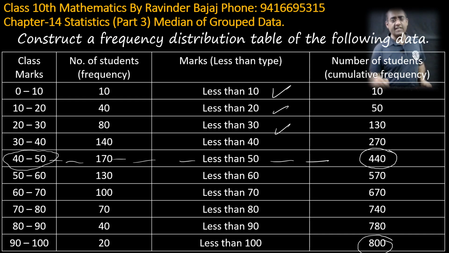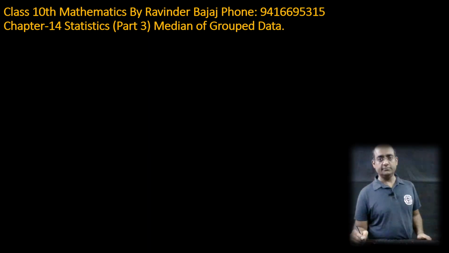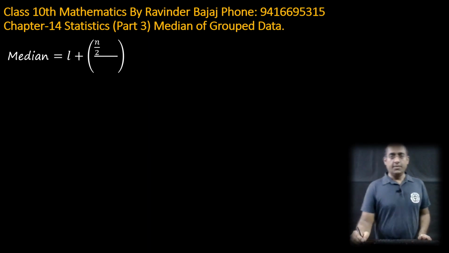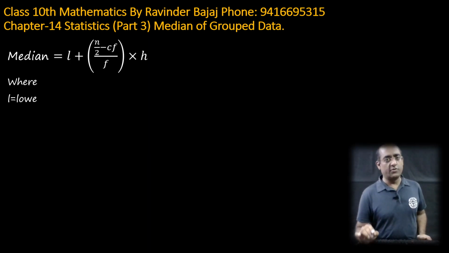So value of L is 40. Lower limit of the median class is 40. And class size is 10. Frequency is 170. Cumulative frequency is the preceding value, that is 270. So put all these values one by one in the formula and find the median. See here. Median. This formula I have already taught you.